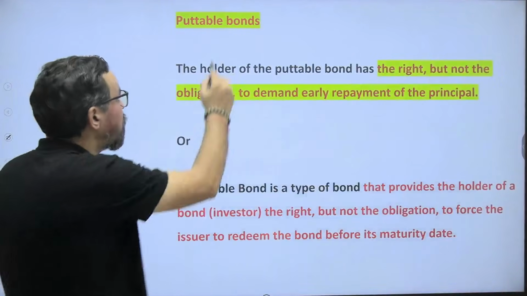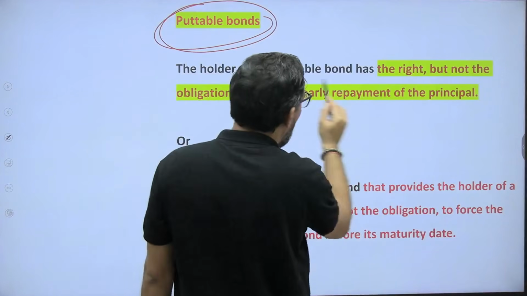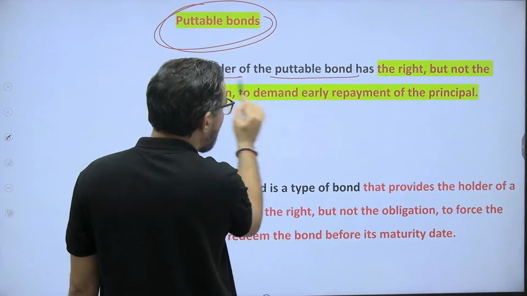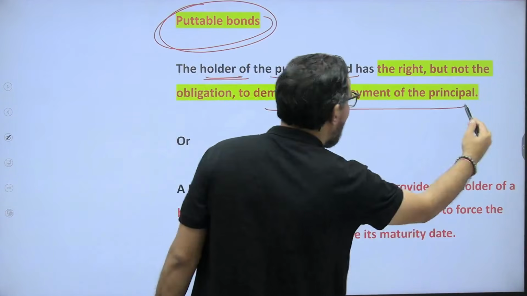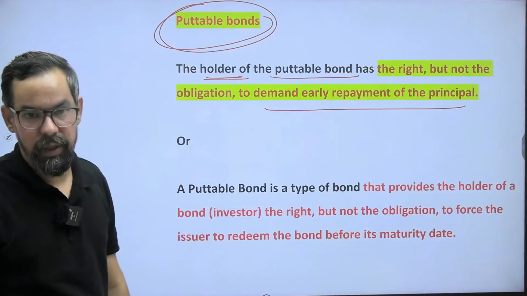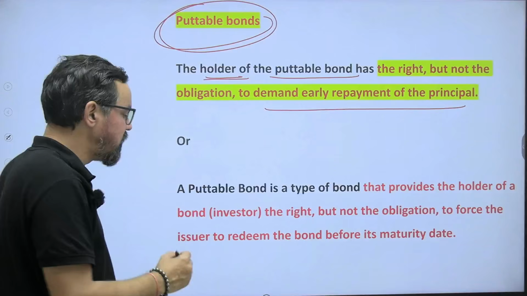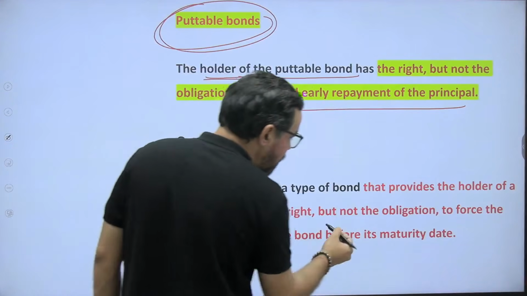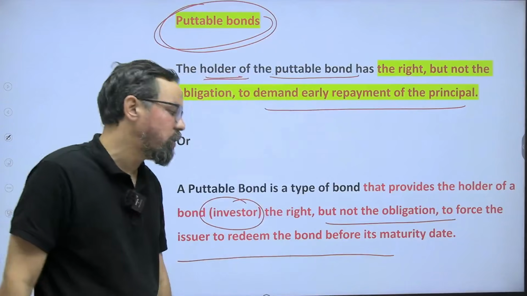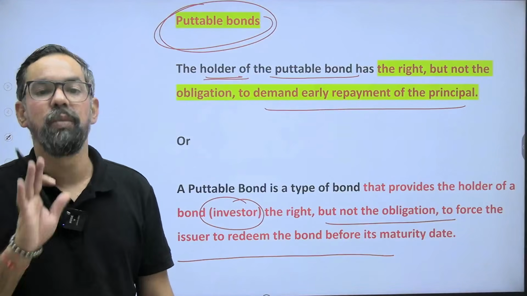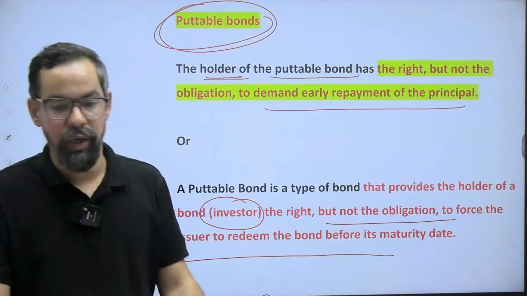When it comes to putable bonds, they give the holder the right, but not an obligation, to demand early payment of the principal. So a putable bond is a type of bond that provides the holder, meaning the investor, the right but not an obligation to force the issuer to redeem the bond before the maturity date. So, optionality in bonds, callable and putable, is very important. I hope you get this point clearly.